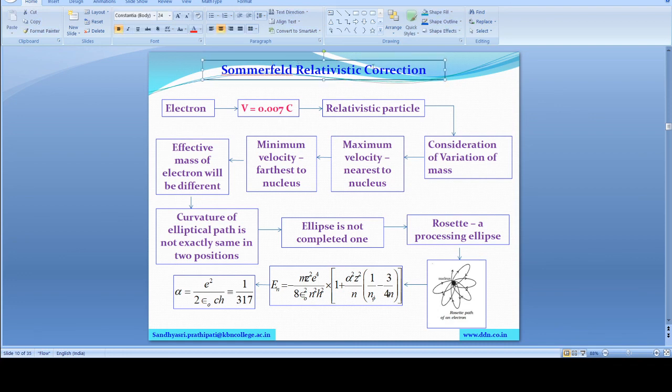Sommerfeld relativistic correction. Electron is revolving in the elliptical orbit with a velocity v. But the velocity of electron is 0.007 c, where c is velocity of light. So it contains velocity comparable with the velocity of light. These particles are called relativistic particles. So we have to consider variation of mass with velocity.